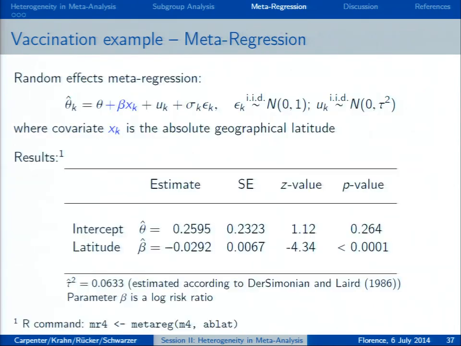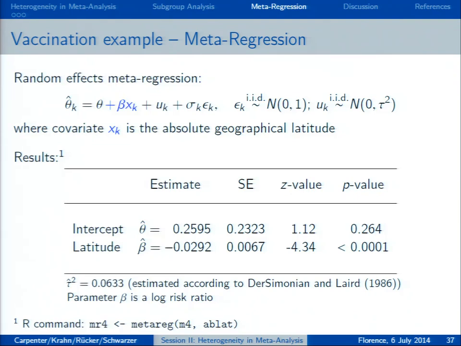So now we're going to do the random effects meta-regression, and the command is very, very simple, just meta-reg and you've got the object you created before, M4, and the covariate here, and it gives you the intercept, and it gives you the effective latitude. And we see straight away that latitude does indeed explain a lot of the heterogeneity here.